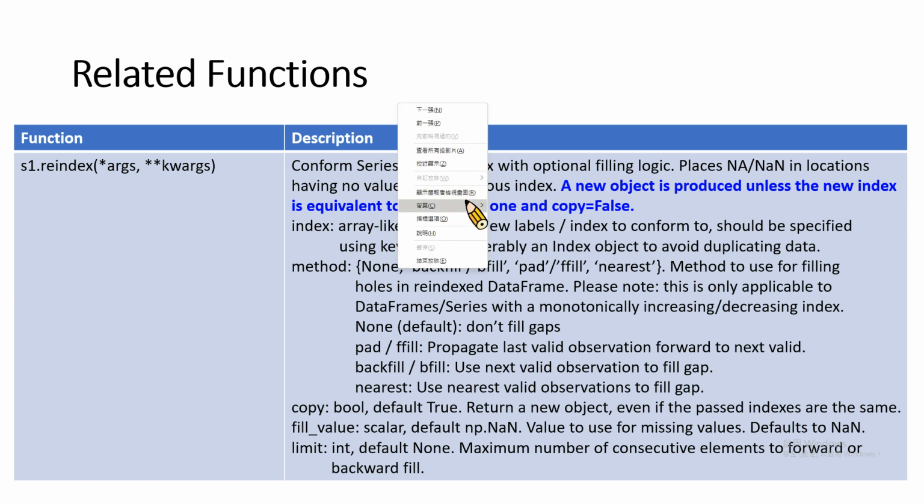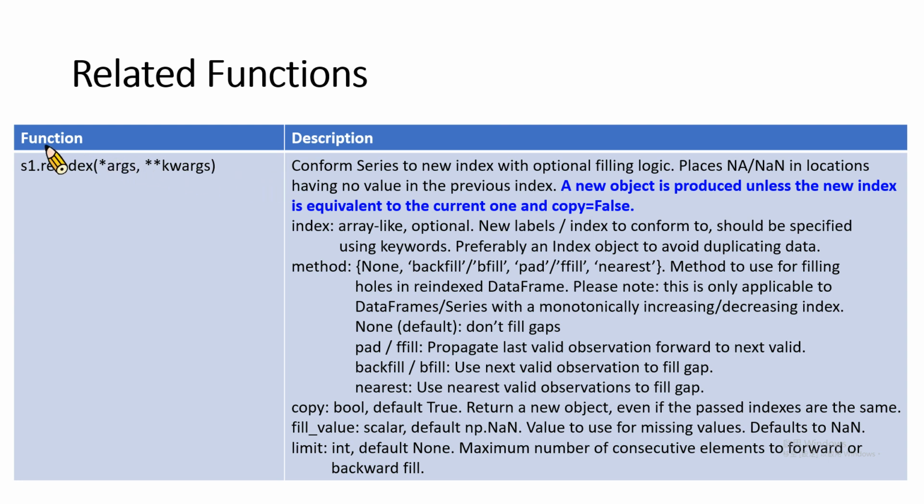The next related function is reindex. It means that we want to reindex the series, and especially, after executing this function, a new object is produced. It means a new series of the result is generated unless some parameters are set.